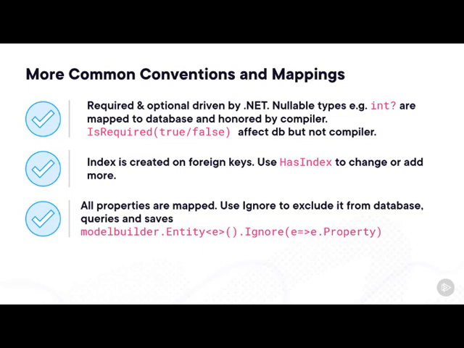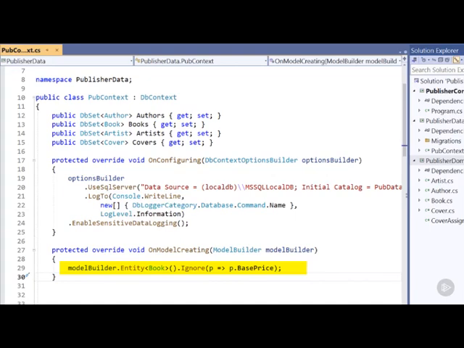You can configure an entity to ignore properties with the entity Ignore method in your mappings. Here, for example, in OnModelCreating, I'm drilling into the Book entity, then calling Ignore, passing in a lambda expression for that BasePrice property that I barely touched in any of my demos.